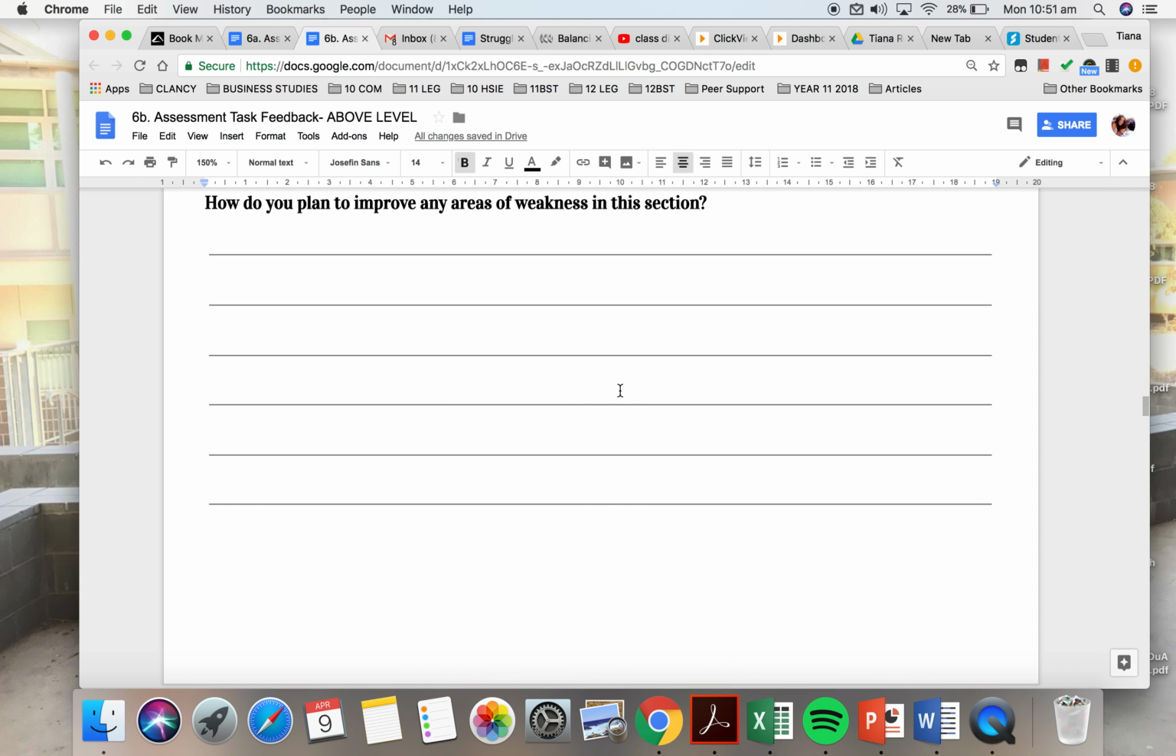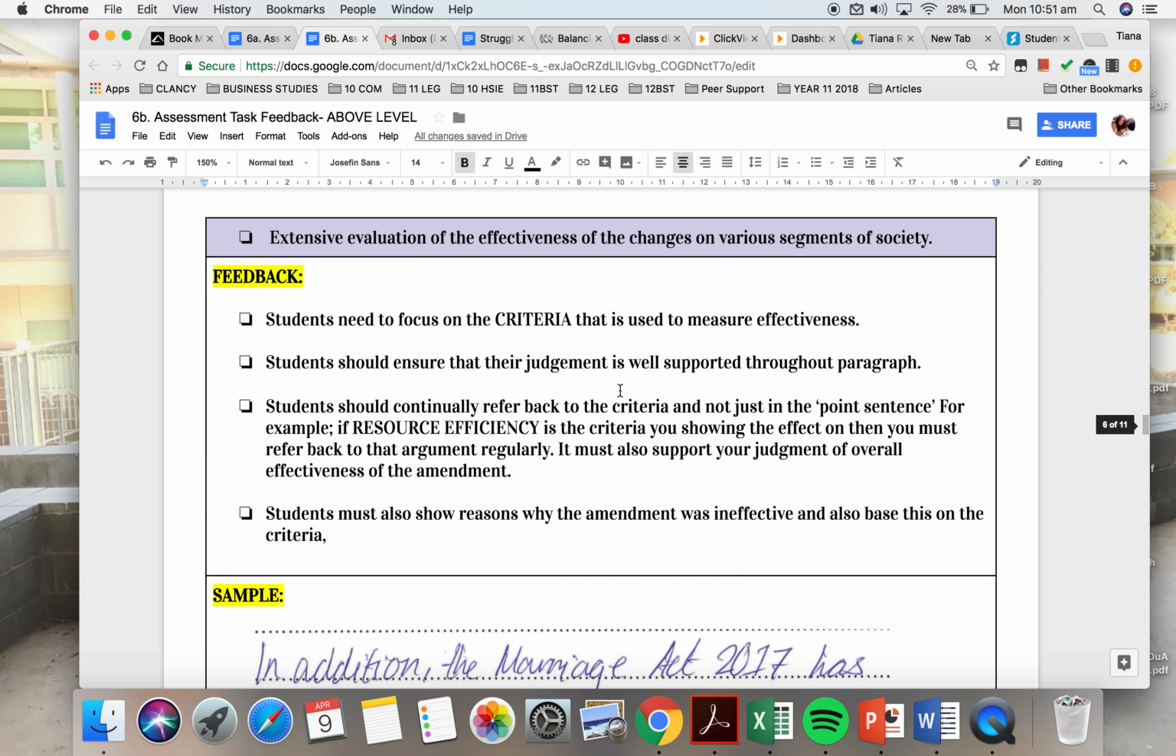If you attempted the above level task, this part was very different. It required an extensive evaluation of the effectiveness of changes on various segments of society. Now, this response is a HSC style question. So the level that we are expecting is not at a HSC level. So many of you did quite well considering that you are in year 10 and attempting this question.